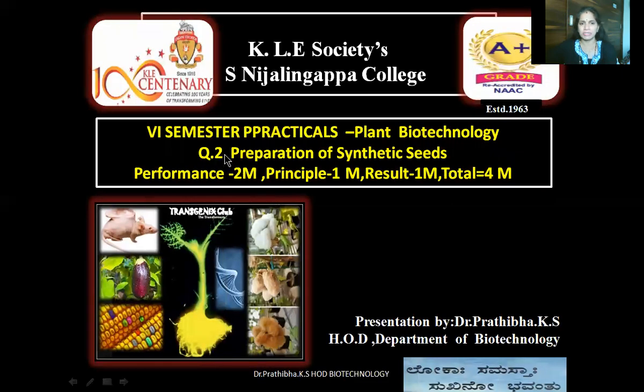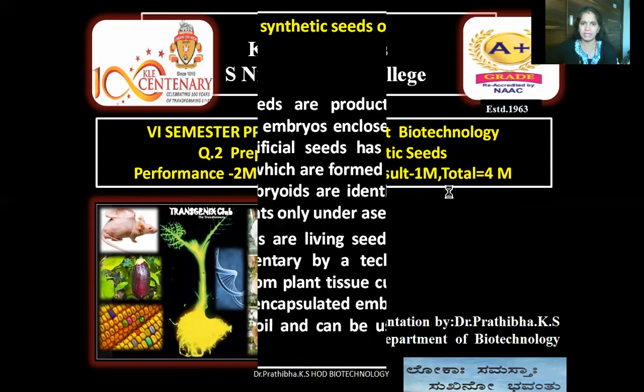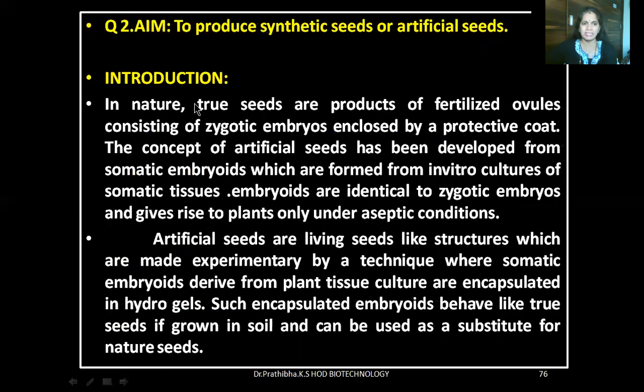The next question is question number 2, preparation of synthetic seeds. Performance 2 marks, principle 1 mark, result 1 mark, total 4 marks. Here, the introduction for the synthetic seeds experiment is given. I'm not going through all these things. You just make a note of this. If you are not able to catch it, pause the video and write all this information, or you can take a screenshot and study. But don't just have a look. You must write all these answers. You study only this much information, which is more than enough from a practical point of view. But for viva, you need to study all your theory concepts.